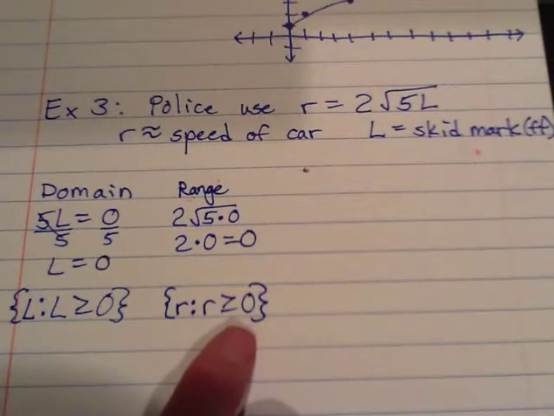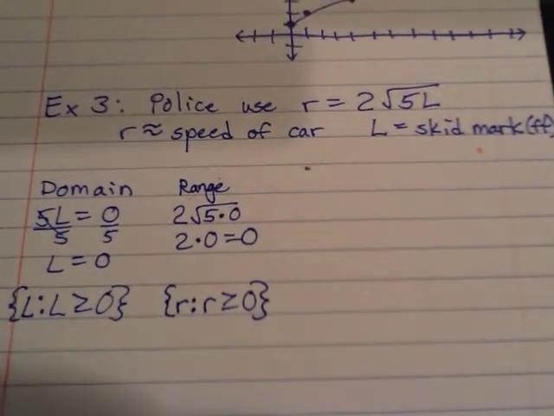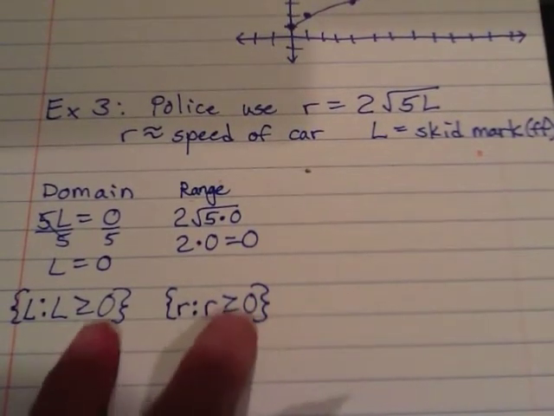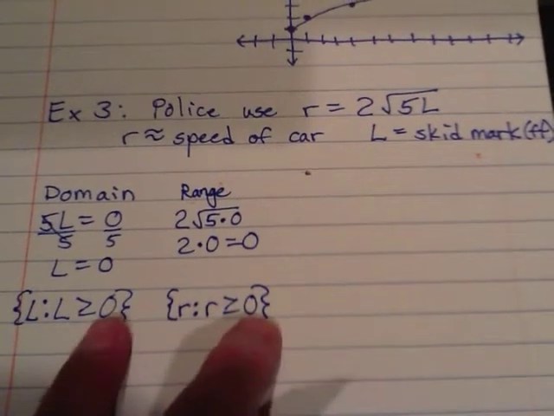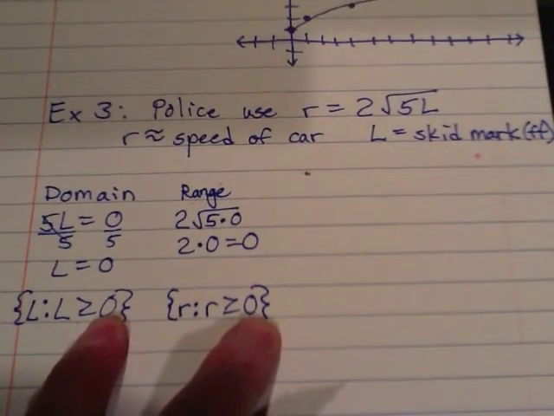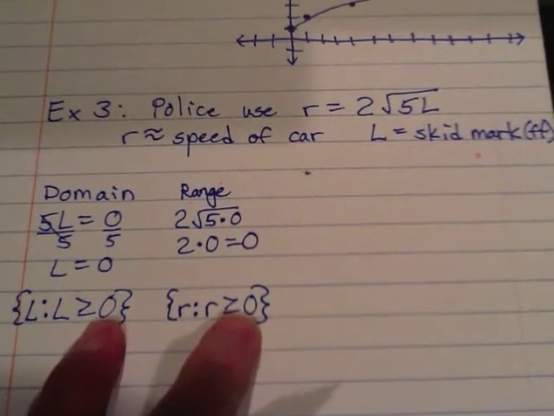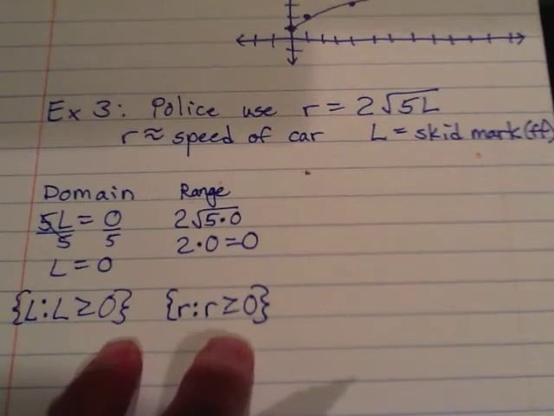Now there are cars that end up driving and they aren't going 0 miles per hour, but we're talking about in relationship to skid marks. And a car that's going 0 miles an hour is going to make no skid mark if they were to slam on the brakes. Okay, so now let's go ahead from here, set up our t-chart, and look at our graph.